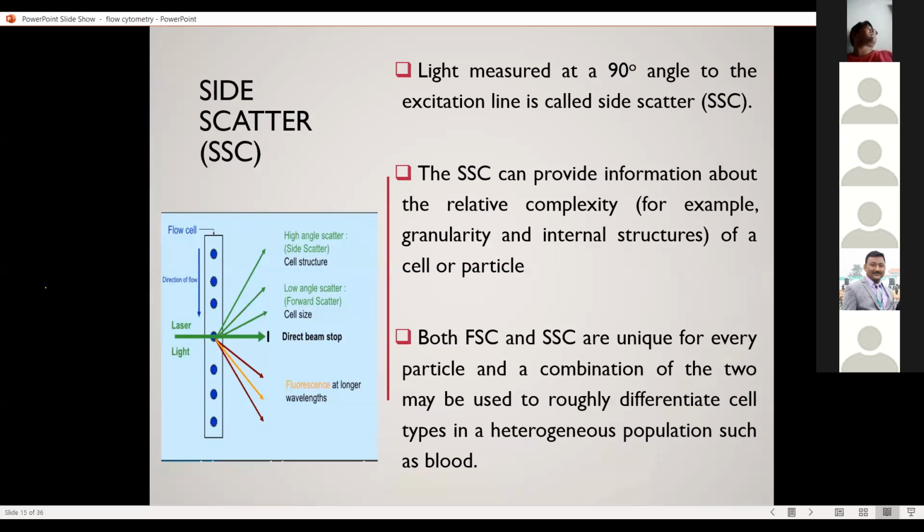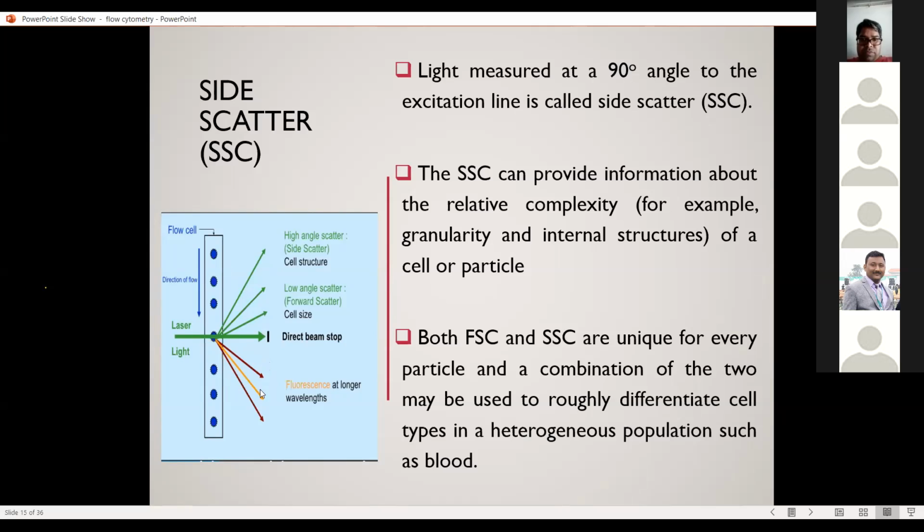So what is side scattering? The light which is deflected at 90 degrees to the excitation line is called scatter light. As I am pointing, the light which goes straight to the detector is forward scatter light. We can take it up to 20 degrees. This is a low angle scatter, or this is a high angle scatter. These are called forward scattering light.